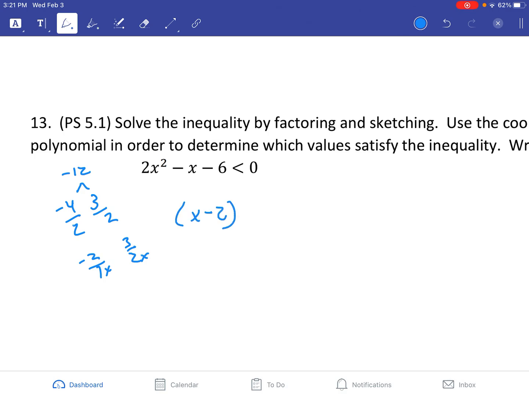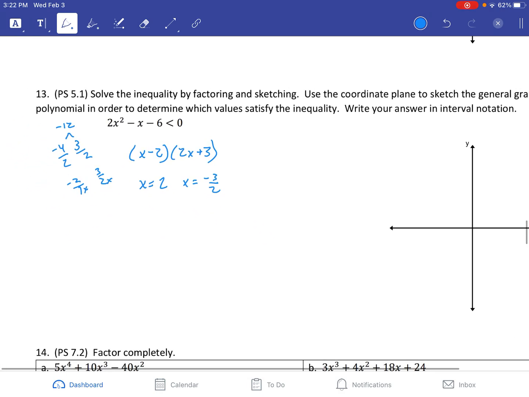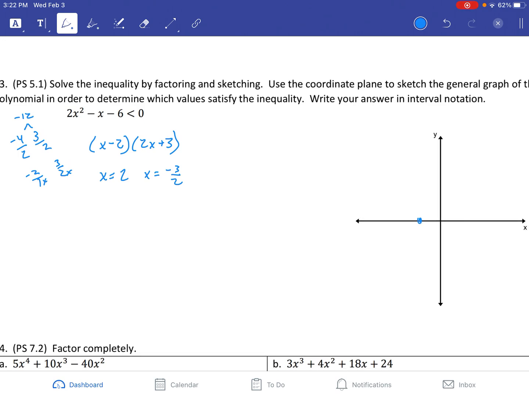So we have x minus 2 as one factor and 2x plus 3 as the other factor. We solve them both for x by setting each factor equal to 0 when solving for x. We get 2 and negative 3 over 2. Okay, so on our coordinate plane here, we graph negative 3 over 2 and positive 2. Since our 2 in the original equation is positive, the graph's going to go up.